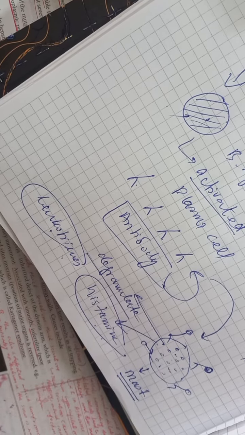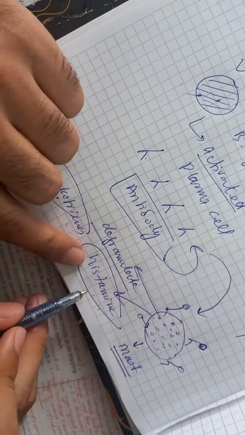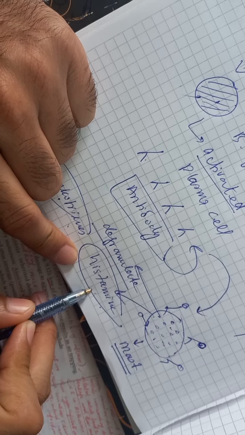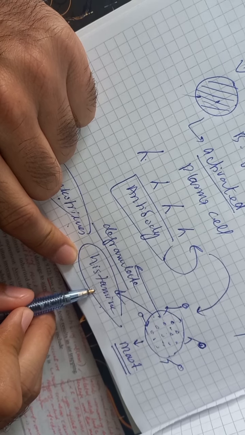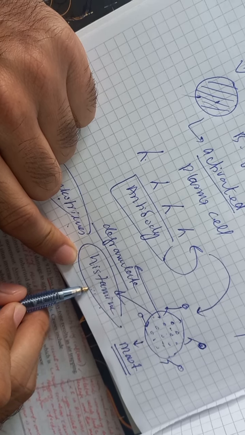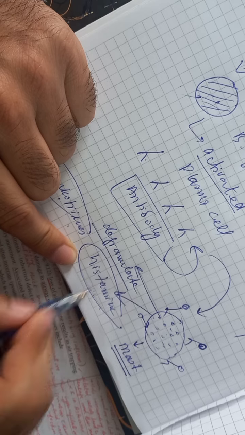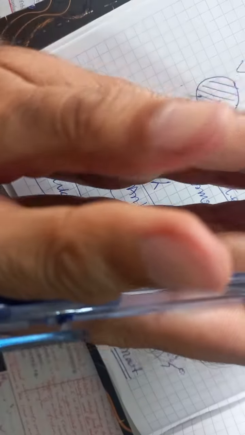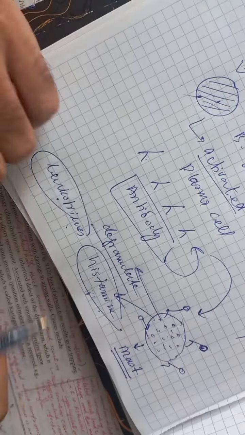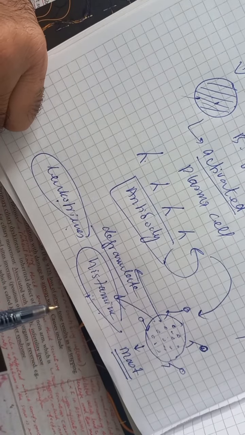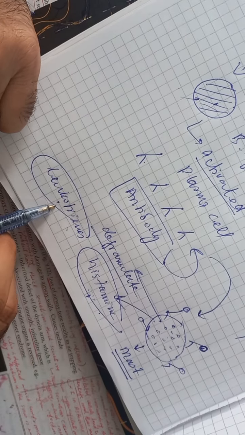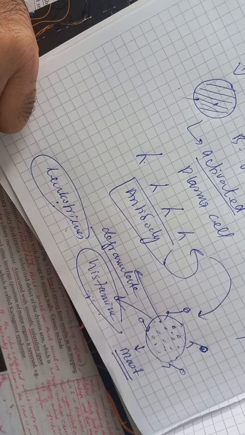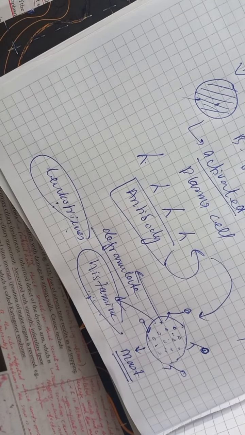Now, what does this histamine do? This histamine is a potent bronchoconstrictor, meaning when our bronchioles are exposed to this histamine, our bronchioles immediately contract. Our bronchioles immediately constrict, they become narrow. So bronchioles become narrow after being exposed to histamine and after being exposed to leukotrienes. All right, so this is how bronchoconstriction takes place.